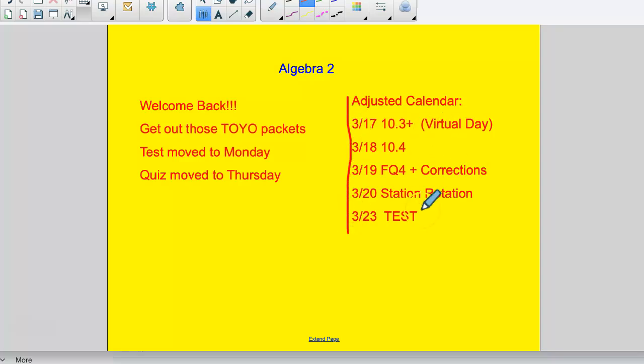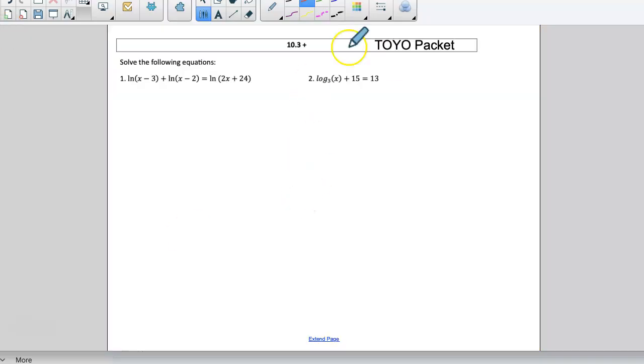And so you can see the dates and things. So our test has been moved to Monday. We got a station rotation at the end of the week on Friday. You do have a quiz plus correction time in class on Thursday. And we have our last lesson moved till Wednesday.